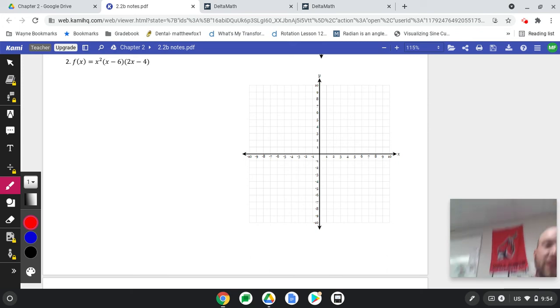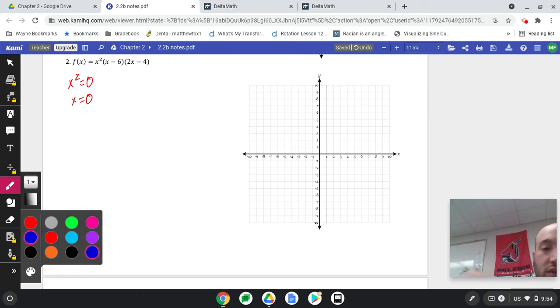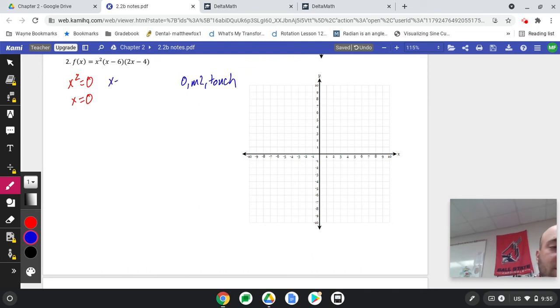So once again, we divide each part. So x squared equals 0. We're going to get x equals 0. So our first 0 is at 0 with a multiplicity of 2, which means it will touch there. Okay, then x minus 6 equals 0. We'd get x equals 6. Multiplicity of 1, which means it will cross at 6.